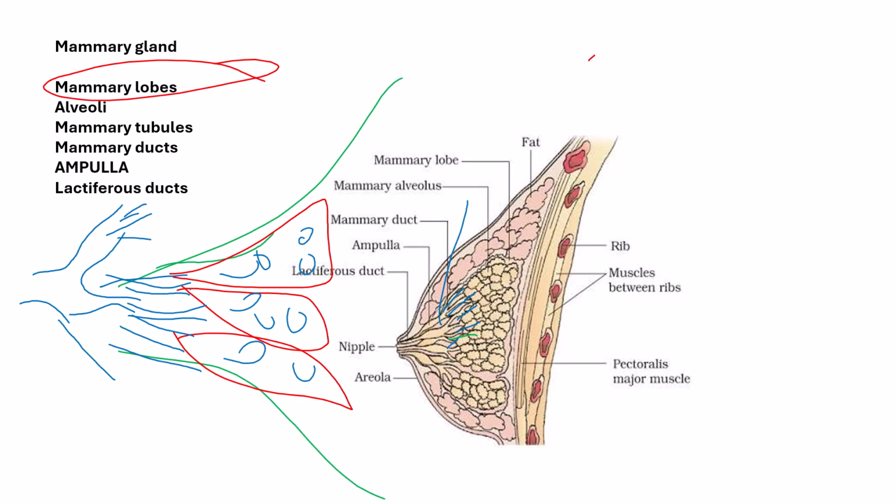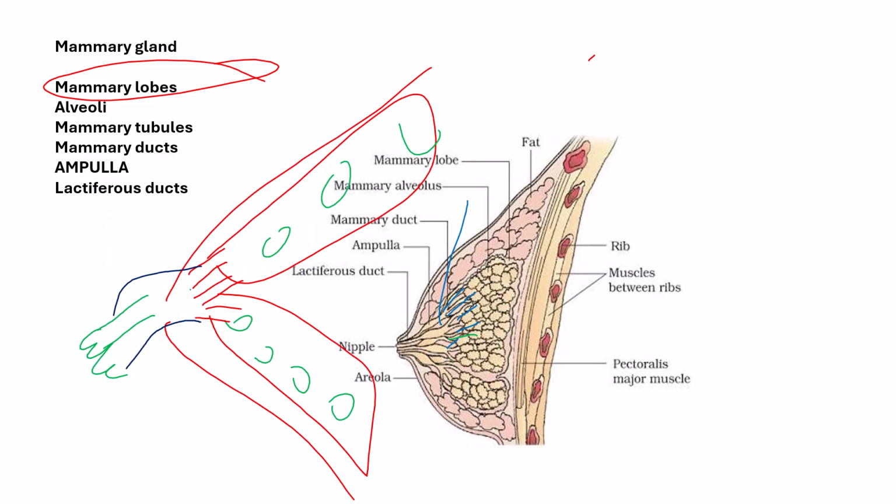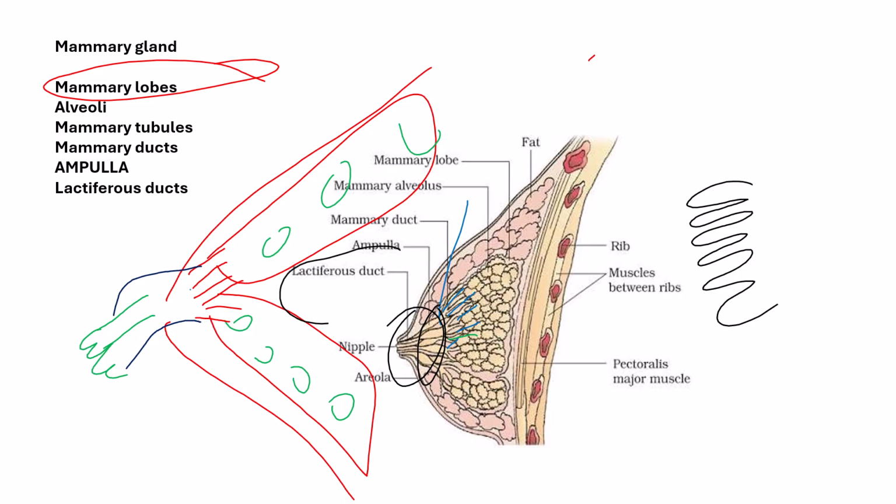Later this mammary duct will join to a wider part called an ampulla. This mammary duct will later join into the ampulla, a wider region. After that, in the central region you get a kind of lactiferous duct. This lactiferous duct finally leads to a central region called the nipple. So that is how the complete structure is.